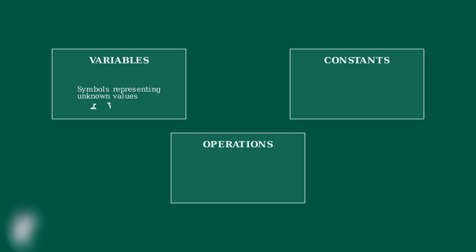The three core components of algebra are variables, constants, and operations. Each plays a distinct role in forming algebraic expressions. Variables are symbols, typically letters, that represent unknown or changing values. Common variables include x, y, z, and n. They allow us to work with quantities whose exact values we may not know initially.